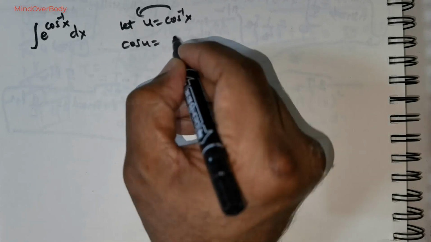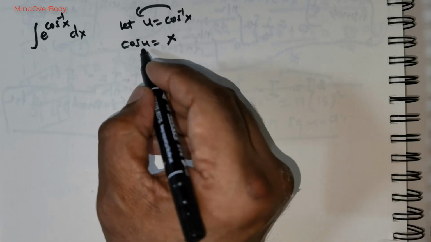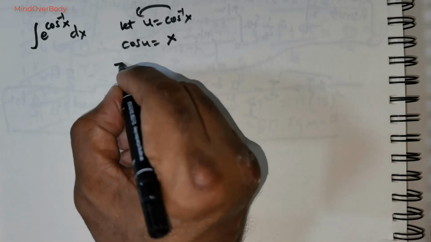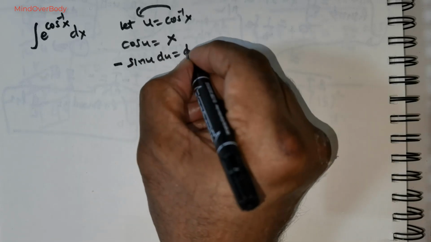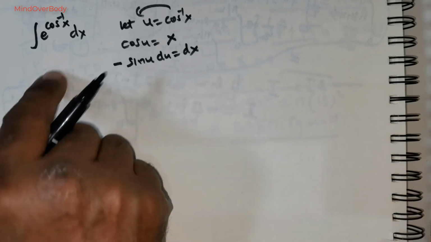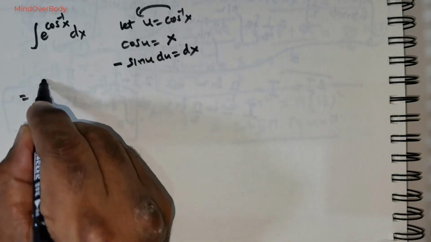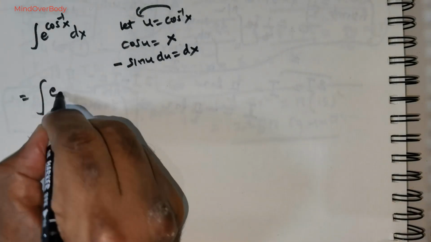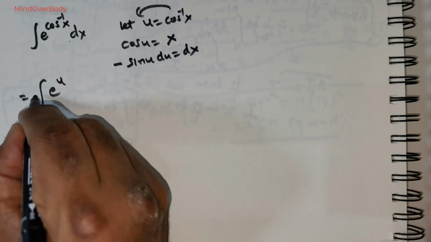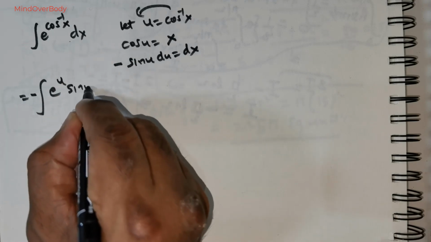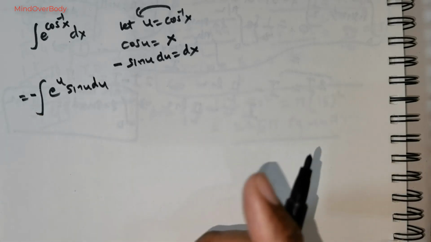That would give me cos u is equal to x, and differentiating both sides, I would get negative sine u times du is equal to dx. So this integral can be rewritten as the integral of e raised to the power of cos inverse of x, which is going to be u, and dx is going to be negative sine u times du. So we are expected to integrate this quantity.